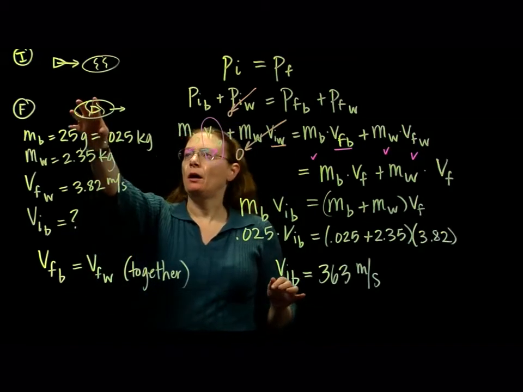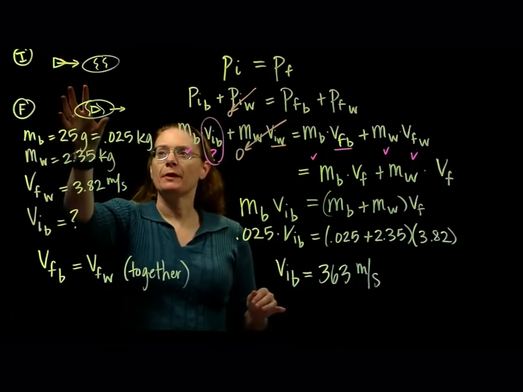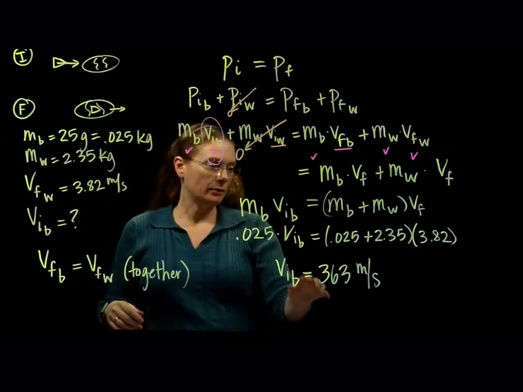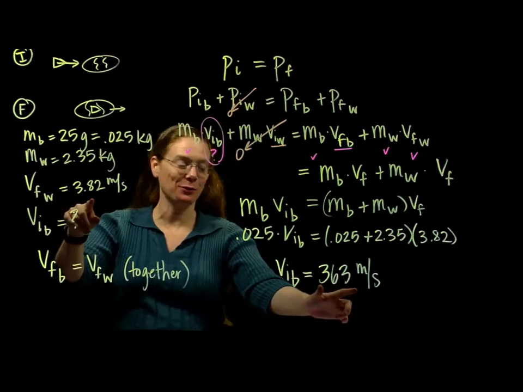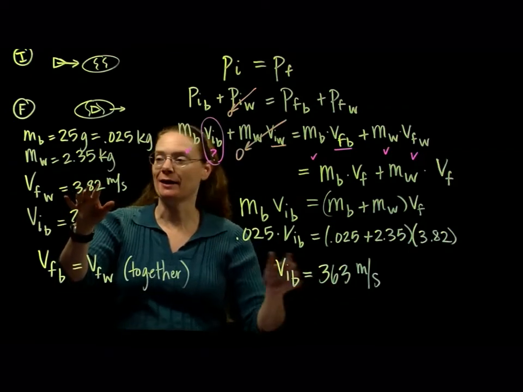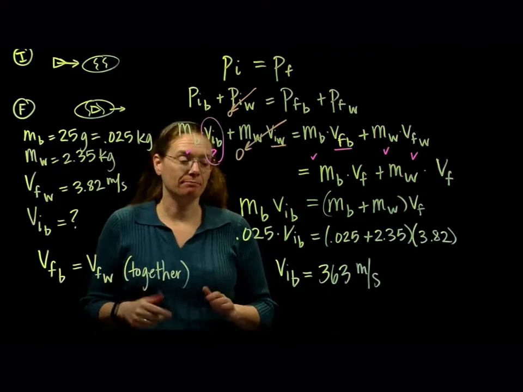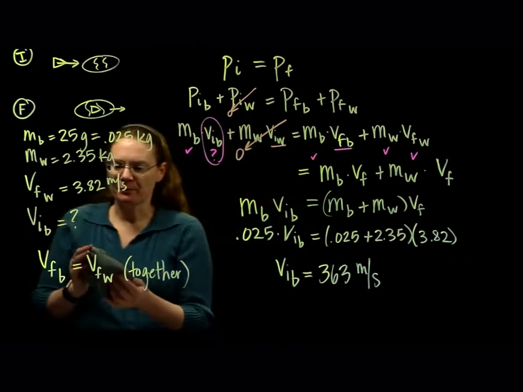We have a situation where we have an object at rest and an object moving. They stick together, and then they both end up moving together at a much, much slower speed. So we started with the bullet at 363 meters per second, and we end up with both of them moving at about 4 meters per second. So pretty darn good. All right, so that's our first one.